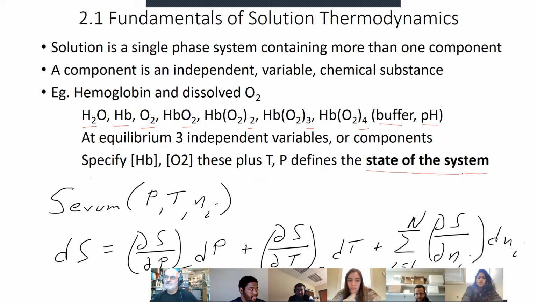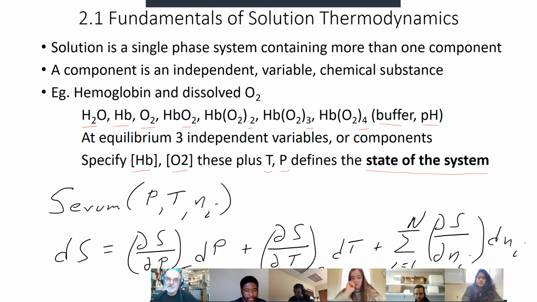And the stuff that we've been deriving involves state functions, okay? Enthalpy, entropy, free energy. So to define the state of the system, we have to be able to specify how much hemoglobin, how much oxygen, and then in addition, what the temperature and the pressure are.